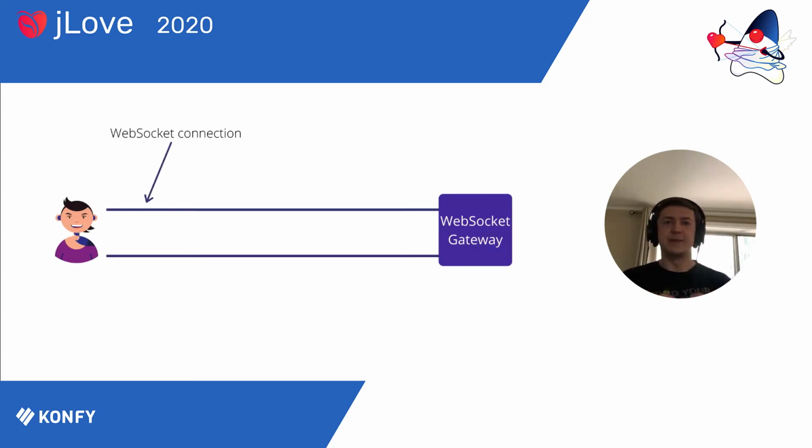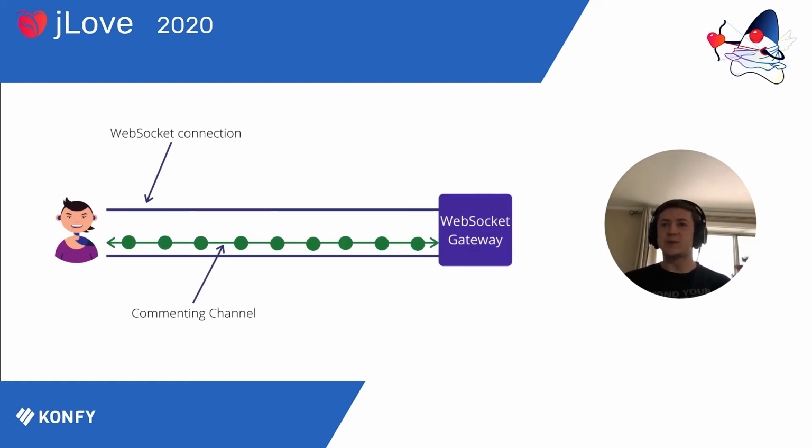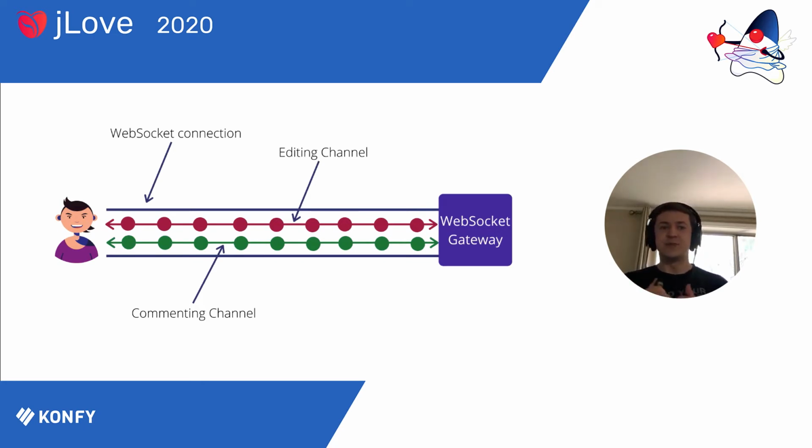Okay, here is Bob again, who just established a WebSocket connection to the WebSocket gateway. And within this WebSocket connection, Bob can open multiple channels. For example, Bob can open a commenting channel and a channel for the editing service. And RSocket can take care of creating and managing these channels and ensuring the order of the messages within those channels. And what's really important is that every single channel has its own backpressure semantics. And backpressure is a critical part here. So let's zoom in onto one of these channels, for example, onto the commenting channel, to understand how this helps us.